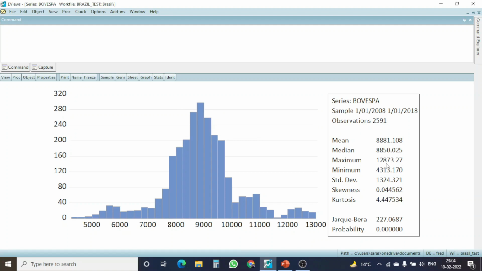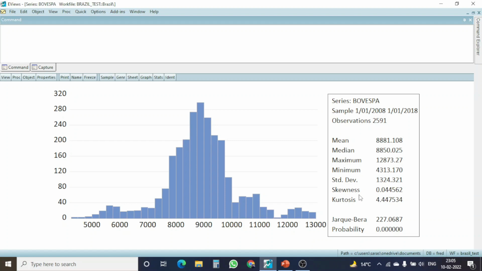Maximum value, the market hit 12,873 points during the last 11 years. Minimum, 4,313. So this means that there is a huge difference between the maximum and minimum, and the standard deviation may be high. The standard deviation, as we can see, is 1324.321, and this seems to be very high.